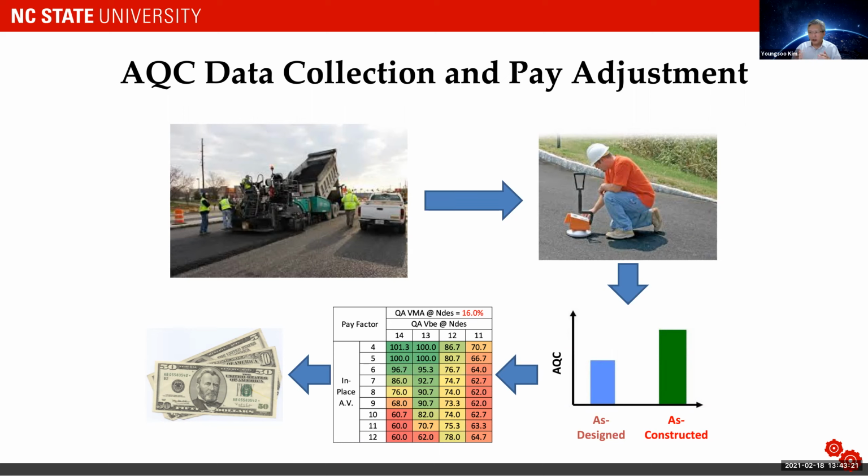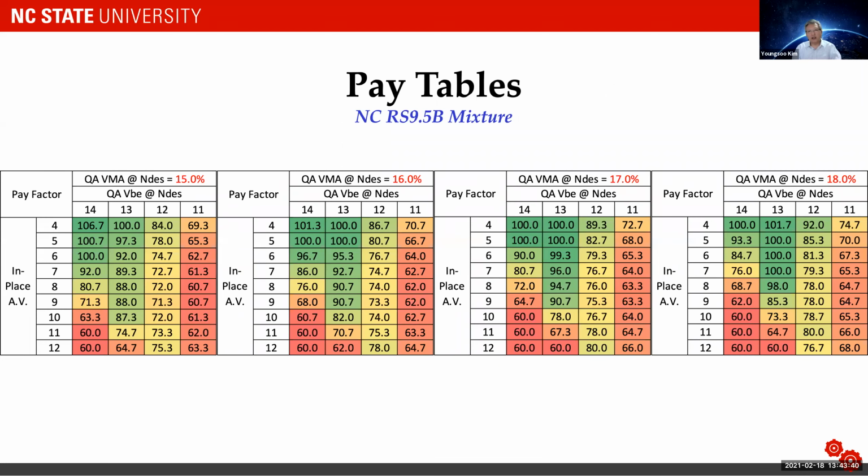In other words, we measure in-place density, we measure the volumetrics of a QA sample, and then come to this pay table to determine the pay adjustment. So that's the main reason for development of PBR in PRS. And the pay table looks like this. This is one example of a North Carolina surface 9.5 millimeter mix. And depending on the EMA value, you have different tables. And green means better payment than the red, and red means it's really a fairly large penalty here. Okay?